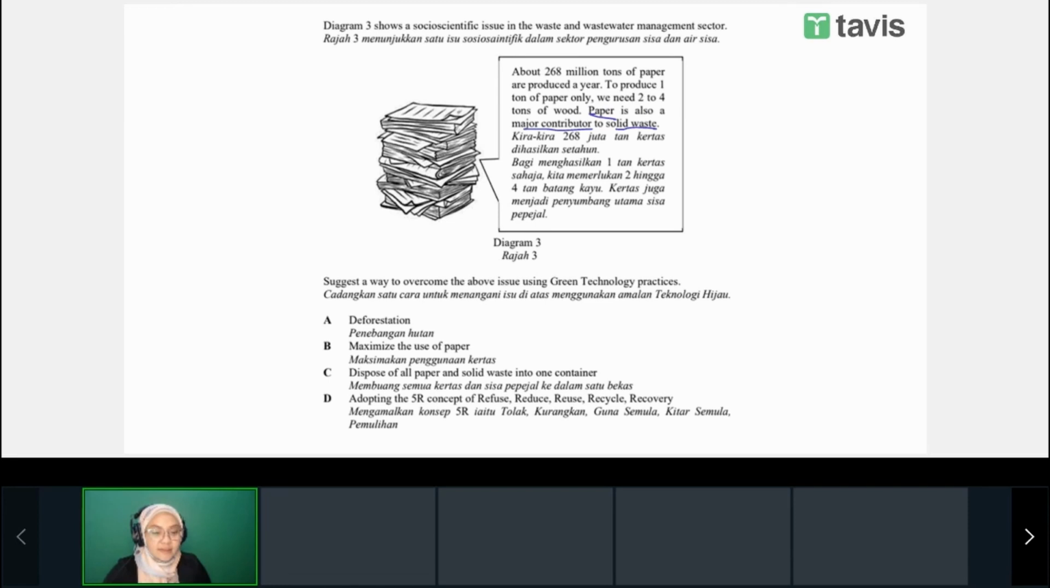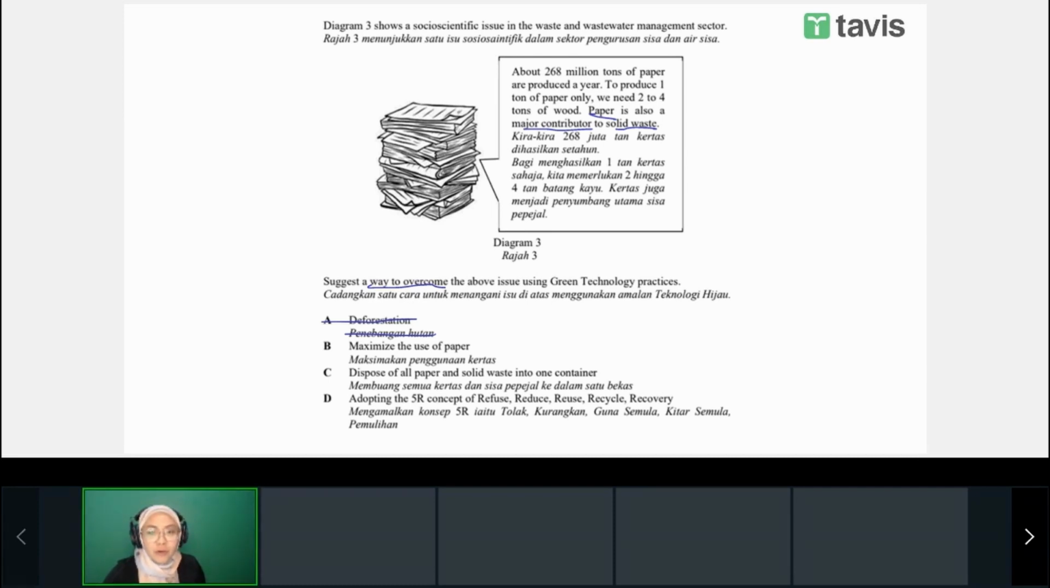Okay, then see the question below. Suggest a way to overcome the above issue. A way to overcome the overusage of paper so that we won't produce much solid waste. Okay, read one by one. Deforestation. Why do we do deforestation? We want to reduce deforestation, in fact. So this one is the incorrect one. Please remove, pangkah, remove the incorrect answer.